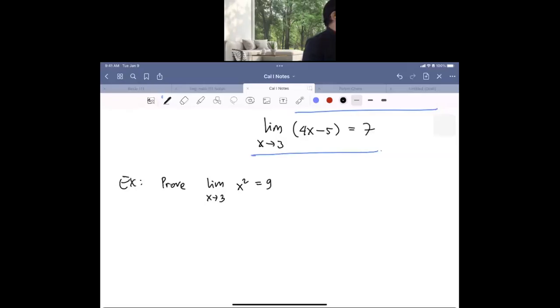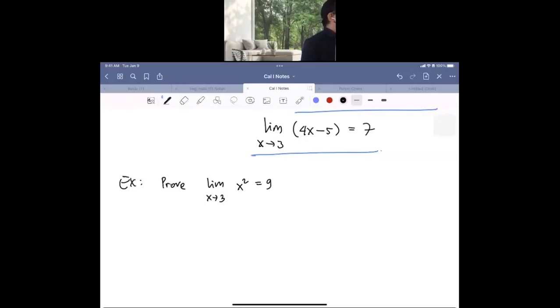Okay? But if we want to know more of the science behind the math, we need to really make sure that we exactly know, if we have a limit, the small distance, how small the distance is. Okay? So that's the question.